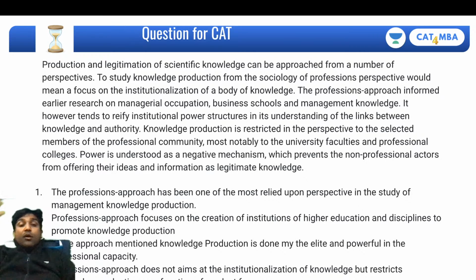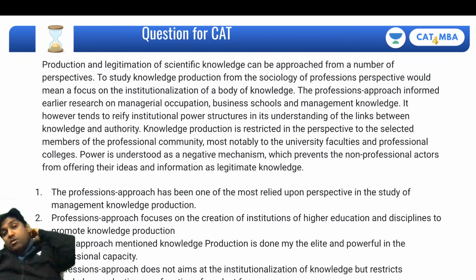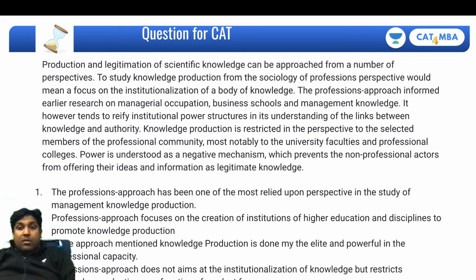And there is a link between knowledge and authority. Knowledge production is restricted in this perspective to the selected members of the professional community, most notably to the university. So what they're saying is that knowledge production is relevant to the power structures, and there's a clear-cut link between knowledge and authority.